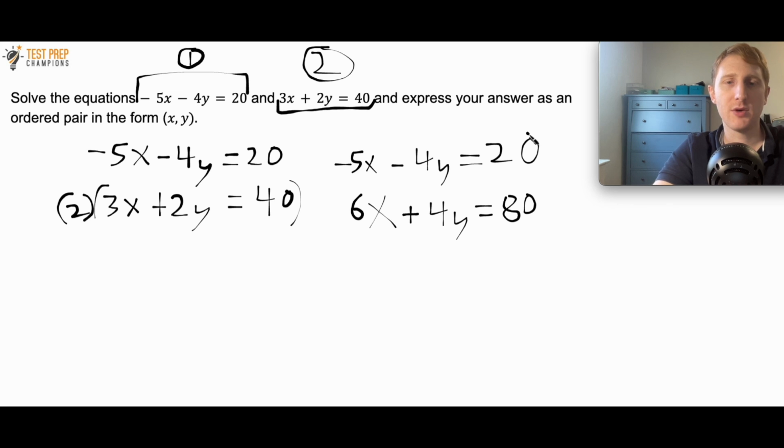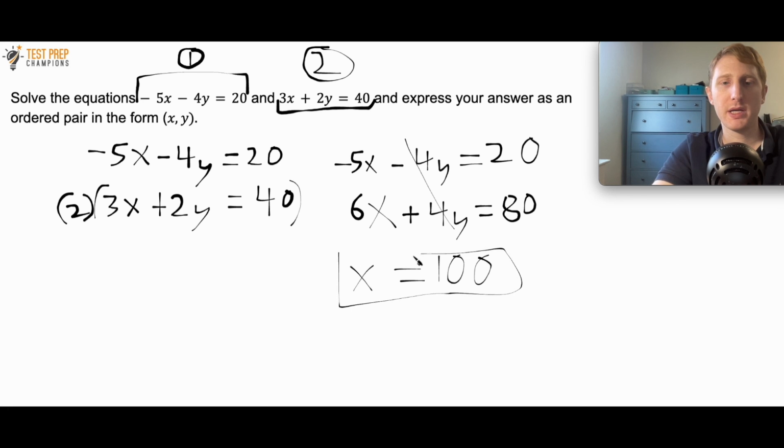So now let's add the equations up. So what is negative 5x plus 6x? Negative 5x plus 6x is just x. Negative 4y plus 4y cancels out. And 20 plus 80 is 100. So I would see that x equals 100.